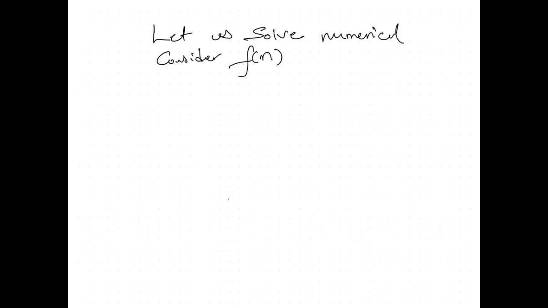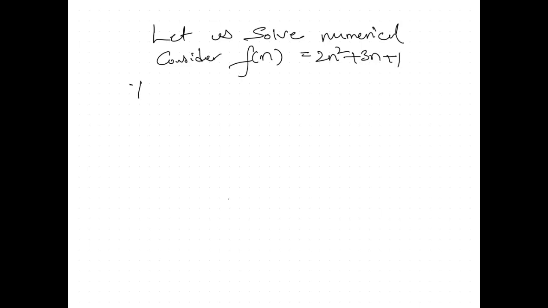Now we'll take one particular example and understand it. Let us solve a numerical. Consider f of n is equal to 2n square plus 3n plus 1, right? Now I want to find out the time complexity of f of n.